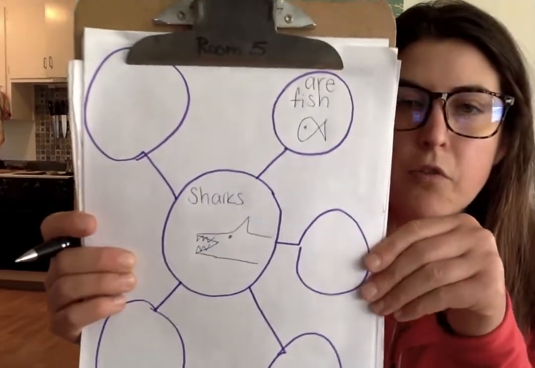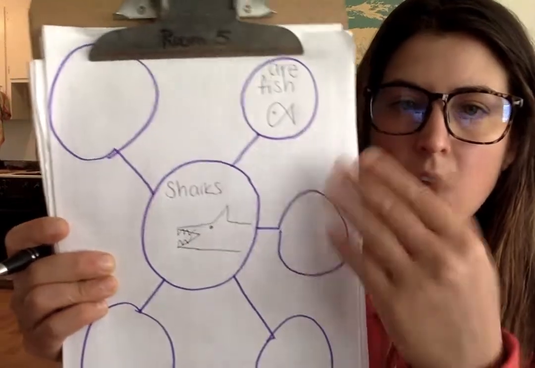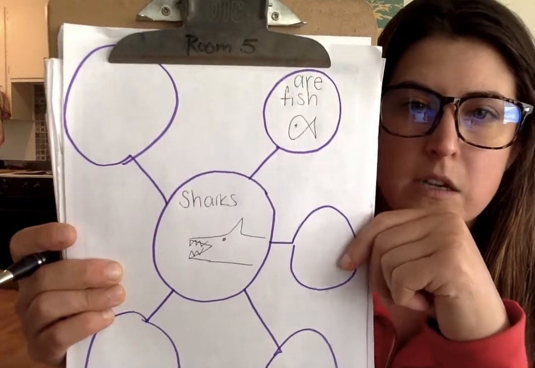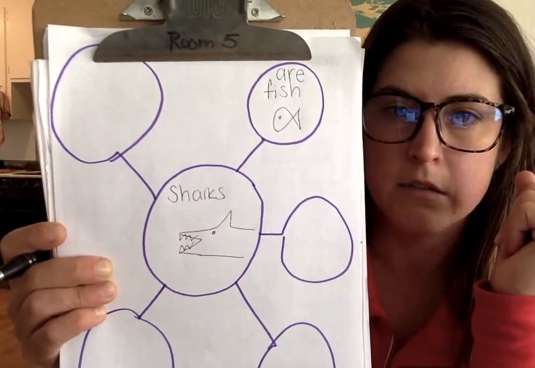So when you make an information web, it's just kind of like not whole sentences. It's just little ideas. So sharks are fish. Done. What else did we learn? Their teeth. What kind of teeth do sharks have? Sharp teeth. I'm going to try to write that.